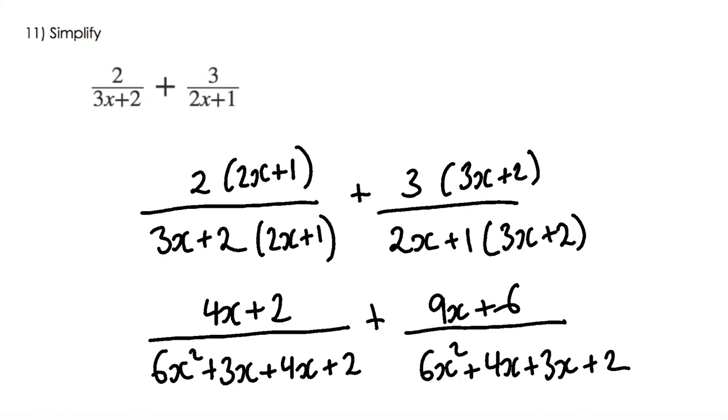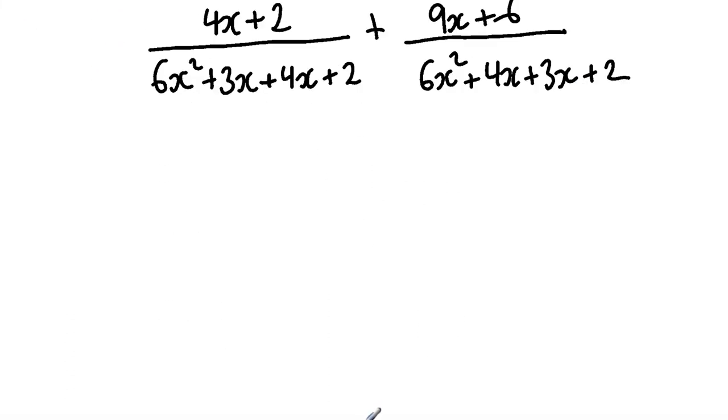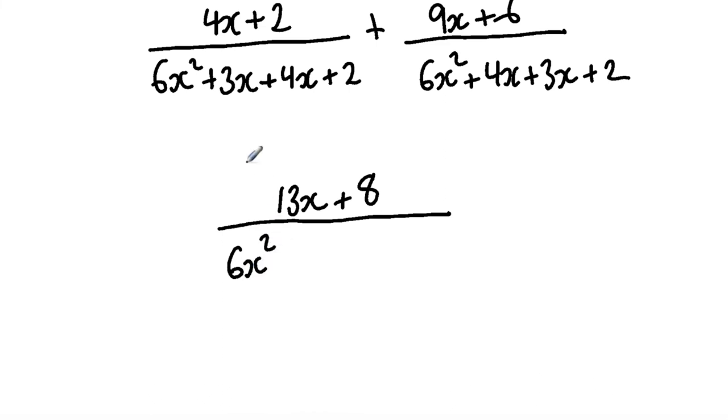I'm then going to simplify this further. So what we should have is 4x plus 9x, which is 13x. 2 plus 6, which is 8. Over 6x squared plus 7x plus 2. And that's our final answer.